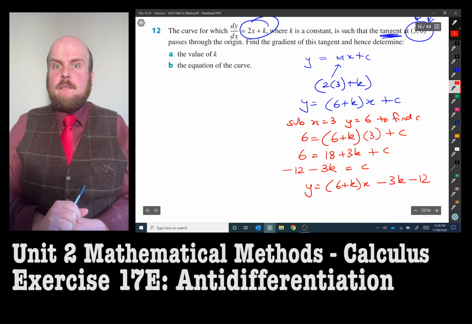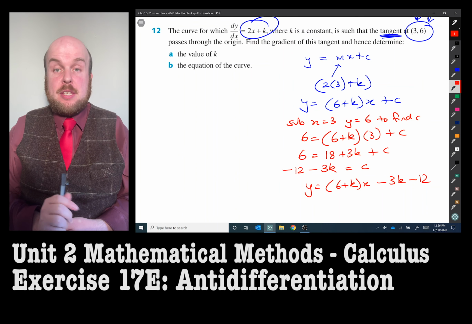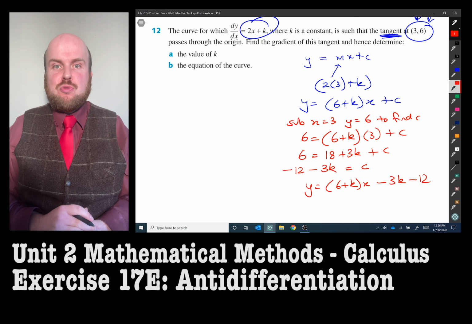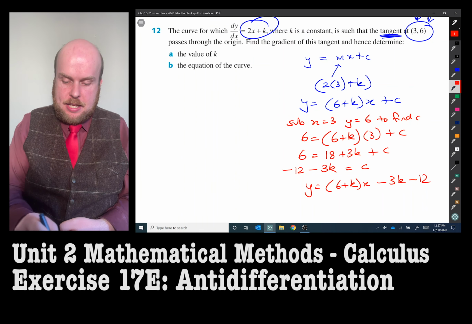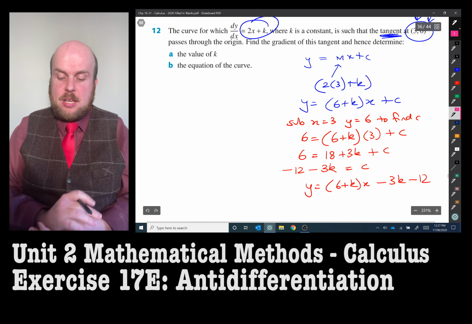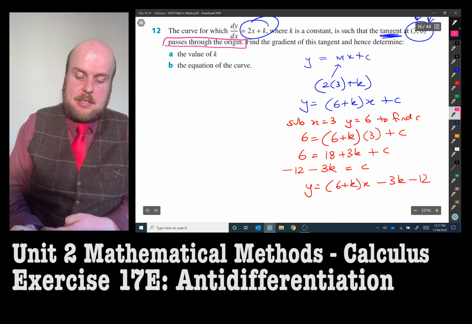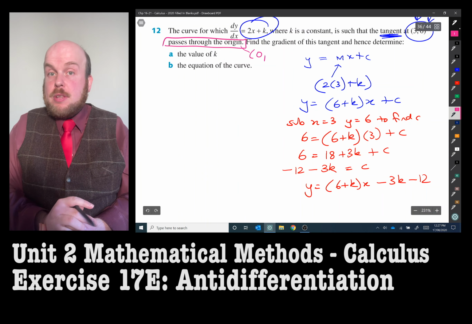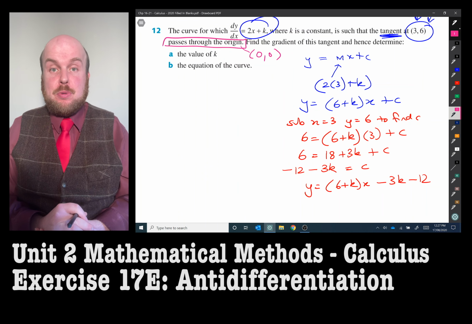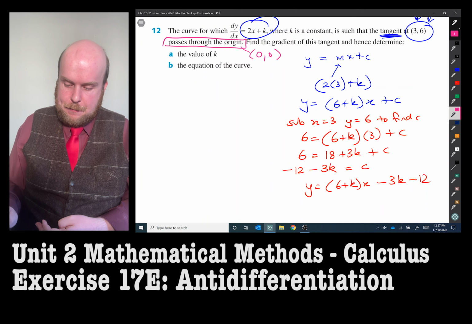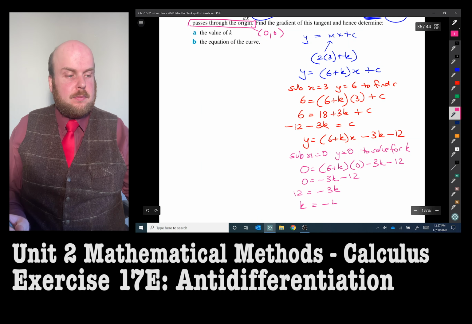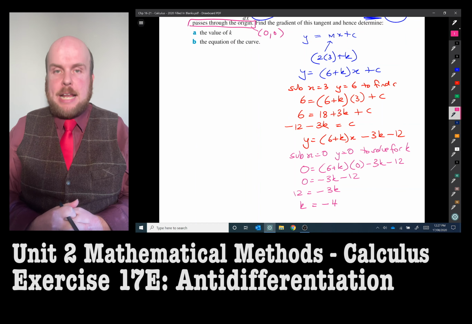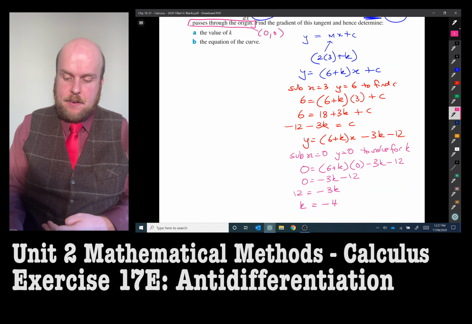Now we can see here we've got a rather revolting equation. This is the equation of the tangent. But we've still got these rather dratted k's in there. But the other small fact that we've been given is that this tangent passes through the origin. Origin meaning that it passes through the point (0, 0). So that means when y equals 0, x has to be equal to 0, and we can use this to solve for k. And thus we have found that k is equal to -4. So we can substitute that back into the original equation, and we have found our answer for A.